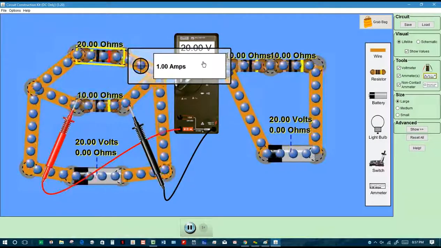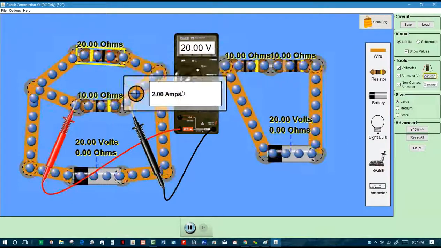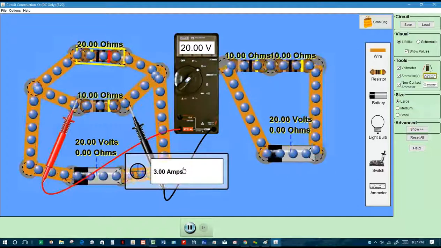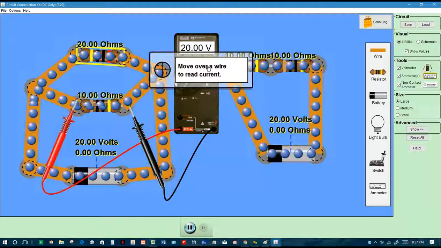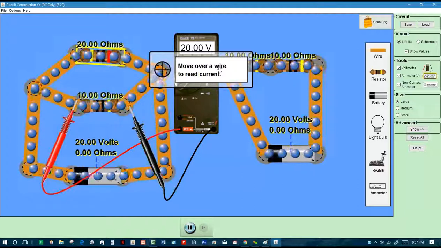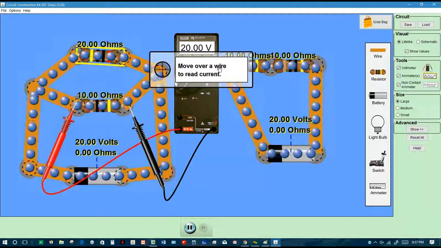And those two amounts of current, 2 amps plus 1 amp, equals 3 amps. That's how much is coming out of the battery because it splits at that point. All right? All right, are there any questions? Because that is a parallel circuit in a nutshell. But we're just about out of time. We are out of time.